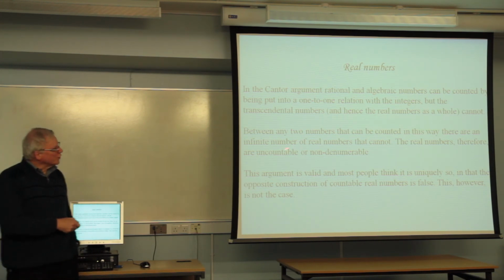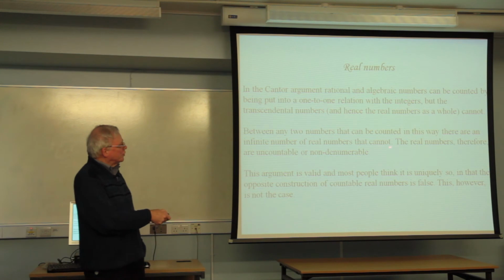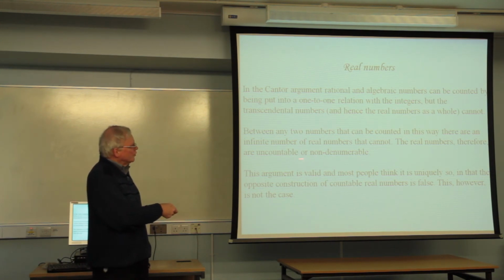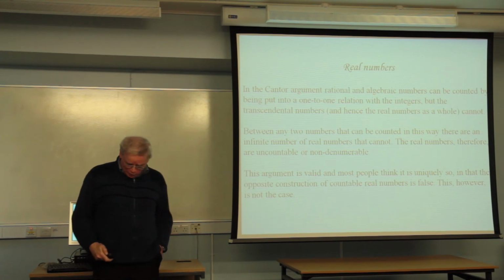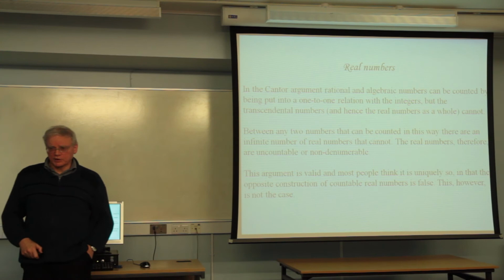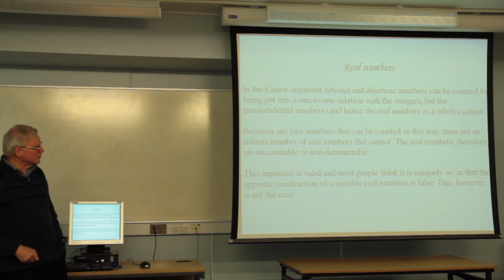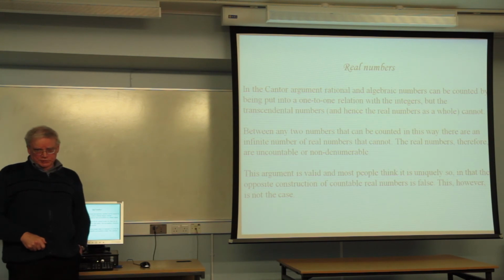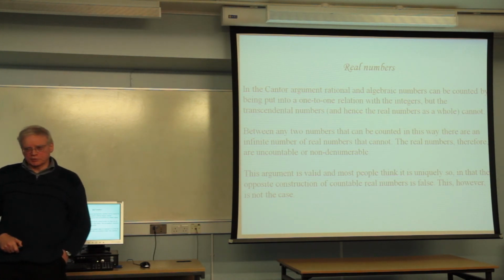Now Cantor has a very famous argument saying that the rational and algebraic numbers can be counted by putting them into one-to-one relationship with the integers. You can map 1-to-1 onto integers. But the transcendental numbers, so the real numbers as a whole, cannot. And what he says is that between any two numbers that can be counted this way, there are an infinite number of real numbers that can't. So the real numbers are uncountable or non-denumerable. Now this is a true argument, completely valid, and most people think that it's uniquely so. But in fact it isn't uniquely so. It's true, but it's not unique. It's not the only construction of real numbers you can have.